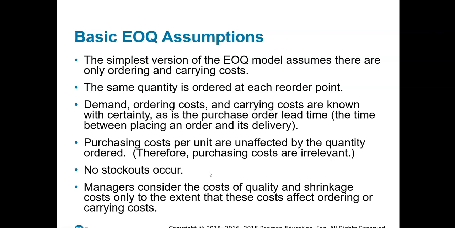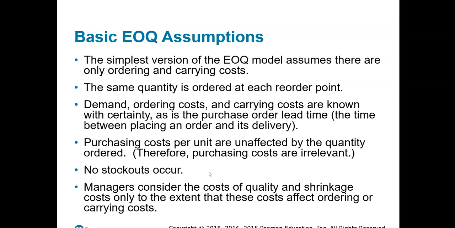Purchasing costs per purchase unit are unaffected by the quantity ordered, so the costs per unit are going to be irrelevant. We're assuming no stockout occurs, and we can adjust for stockouts in a more complex model. But in our model here, the basic, simplest version is going to assume no stockouts.